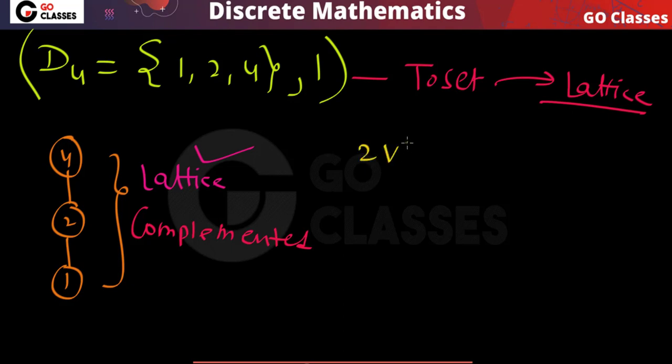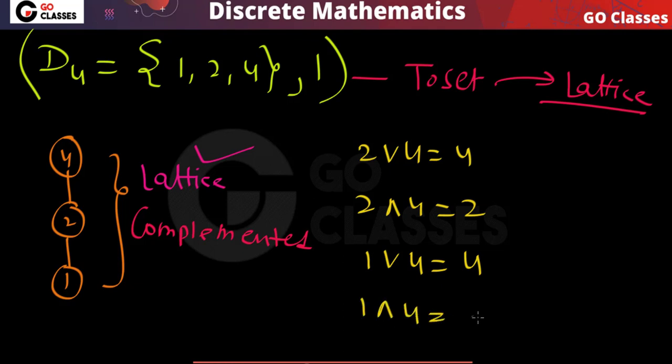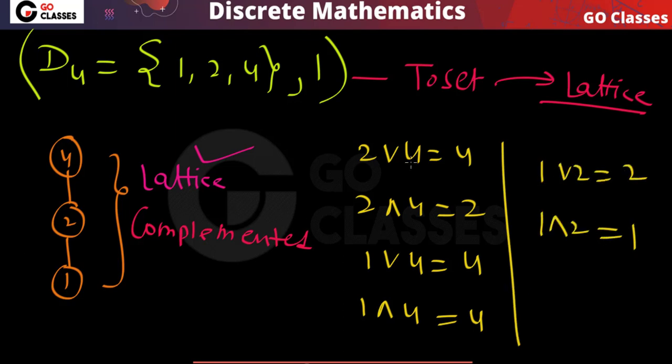For example, if I ask you what is LUB of 2 comma 4, that will be 4. What is GLB of 2 comma 4, that will be 2. What is LUB of 1 comma 4, that will be 4. What is GLB of 1 comma 4, that will be 1. So for any two elements you take, we have GLB and LUB. So every total order is always a lattice. So this is a lattice.